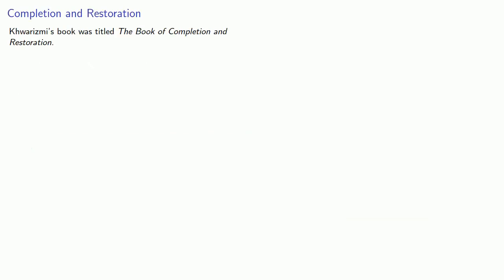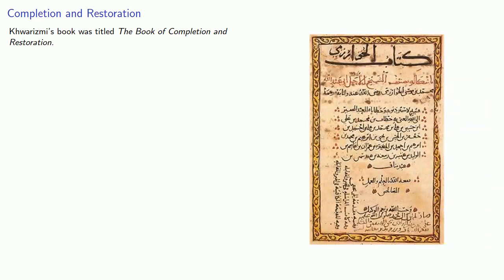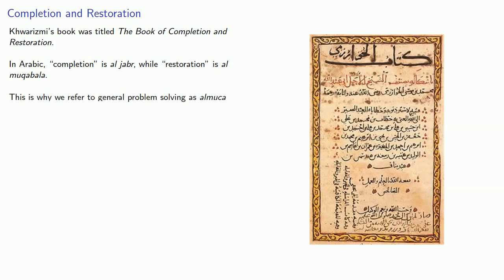Khwarizmi's book was titled The Book of Completion and Restoration. Now in Arabic, completion is al-jabr, while restoration is al-muqabala. And this is why we refer to general problem solving as algebra. Oh, and one other word: from al-Khwarizmi, we get another word. The process by which a problem is solved is called an algorithm.